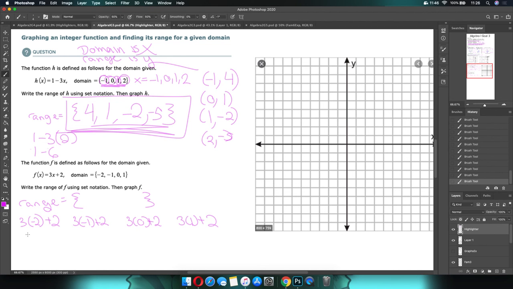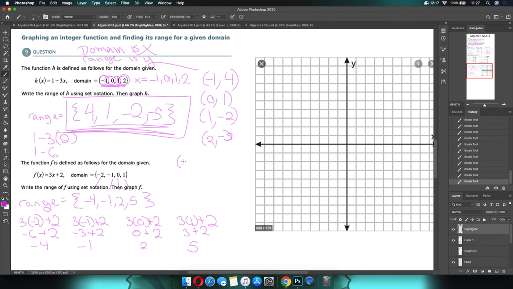So 3 times -2 is -6 plus 2, which is -4. That's my first number. Then 3 times -1 is -3 plus 2. That's -1. Okay, next 3 times 0 is 0 plus 2, which is 2. Ms. Dubois, pay attention, don't lose your focus. 3 times 1 is 3 plus 2 is 5. There's my list.